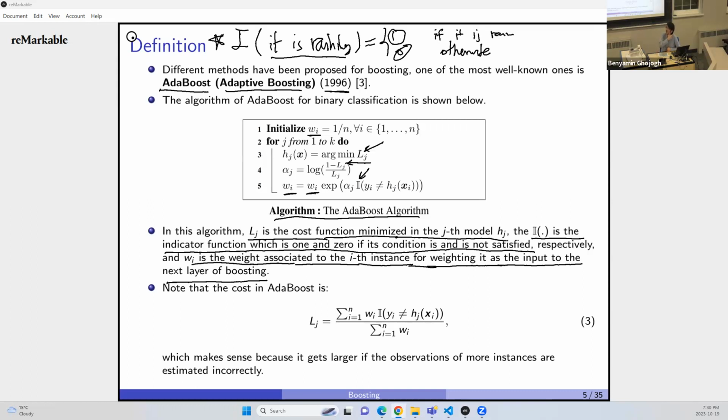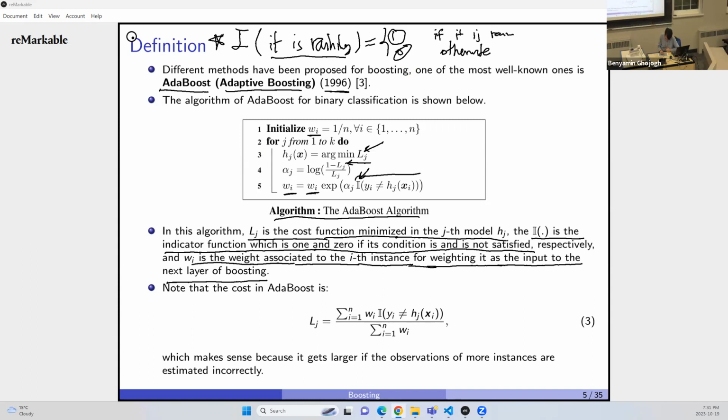Indicator function in optimization, I told you, is slightly different. Do you remember? For the interior point algorithm, I said if its condition is satisfied in optimization, it becomes 0, because plus 0 doesn't do anything in the cost. But if its condition is not satisfied, it becomes infinite to blow up the cost function. That was for optimization. Here we are using it for machine learning.